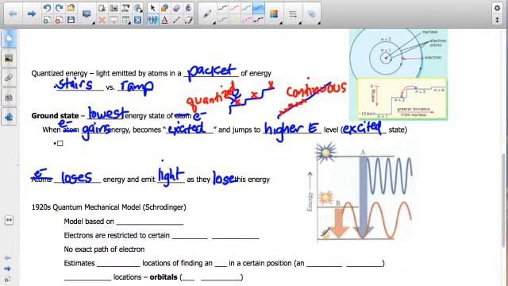So if we look at this picture, here's our ground state of the electron, the lowest state. The electron resides here. That's its normal resting place, just like you on the couch at home. When it gains energy, if it gains the amount of energy from the ground state to this level B, it's going to go up to this level. And these two are both excited states.